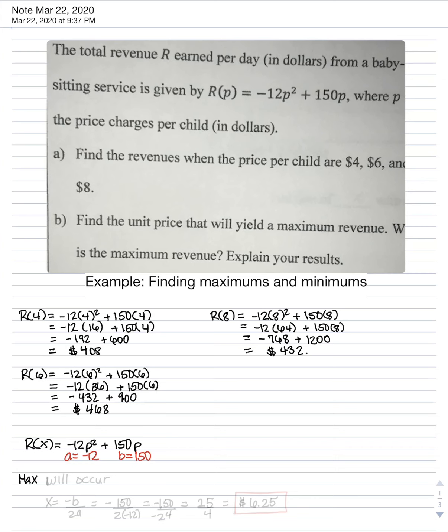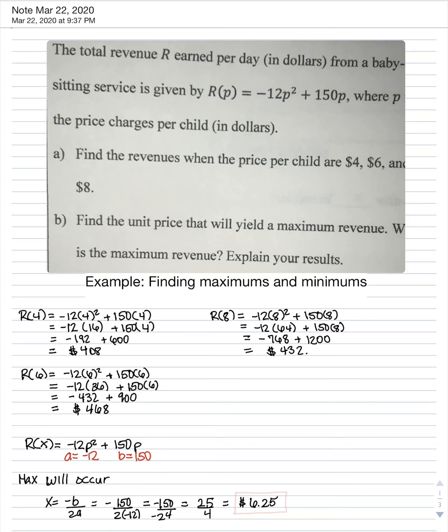So our formula for our vertex tells us that our max will occur at x is equal to negative b over 2a. So that's going to be negative 150 over 2 times negative 12. So then we get negative 150 over negative 24. And that just simplifies to be 25 over 4, which is $6.25. So when we charge $6.25, that's going to give us our maximum revenue.